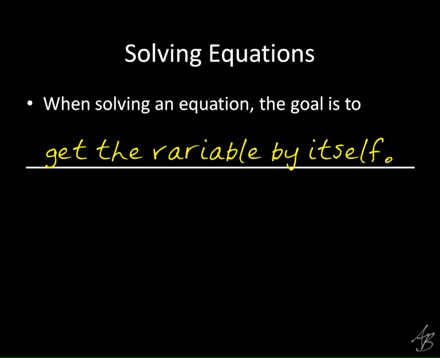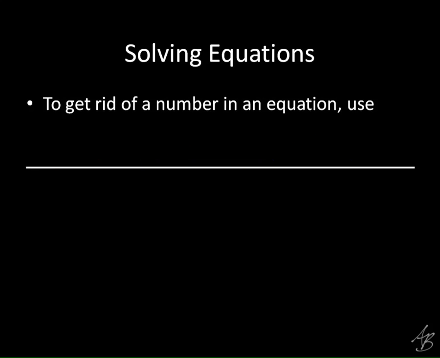If it's on the left side of the line of equality, then there shouldn't be anything else on the left side. Or if it's on the right side, then there shouldn't be anything else on the right side. So we want to get that variable by itself. Now, to get the variable by itself, we have to get rid of some numbers most of the time. If we didn't have to get rid of anything, then it would be solved for us already. So to get rid of a number in an equation, what are we going to use?